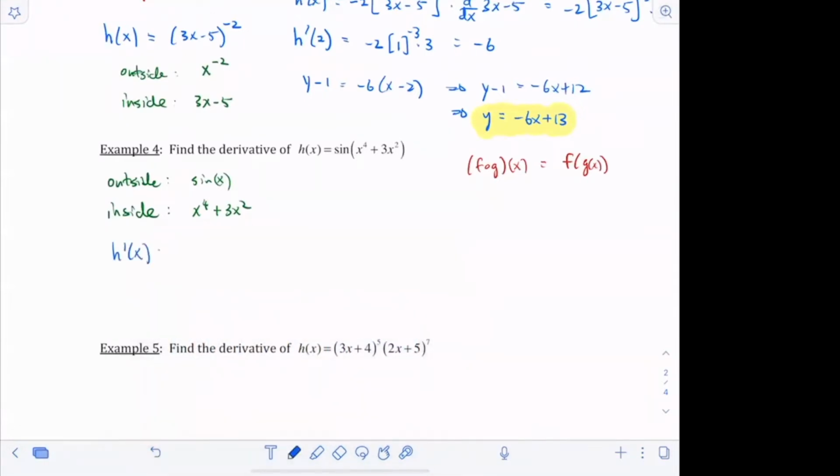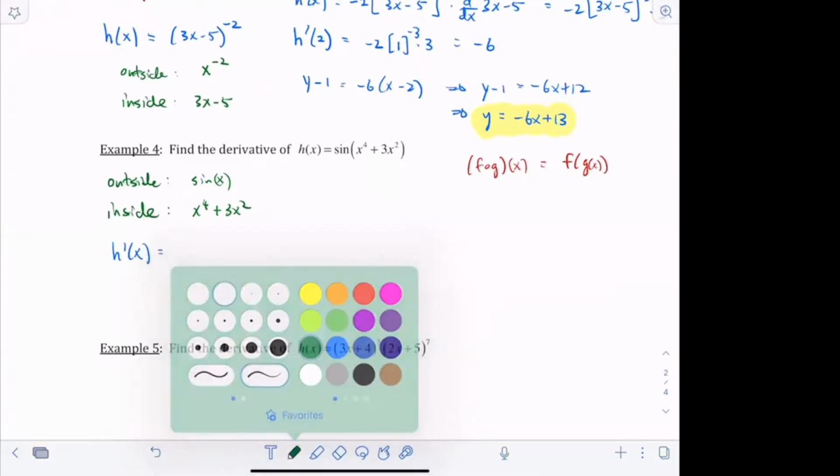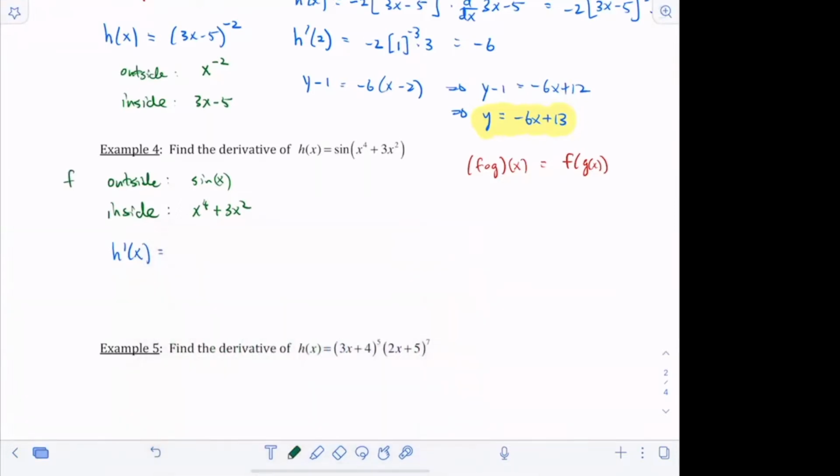H prime of X. By the way, maybe I should give these names. I haven't been, but should I have called this one F and this one G? I don't know. It's really more about how you see it.